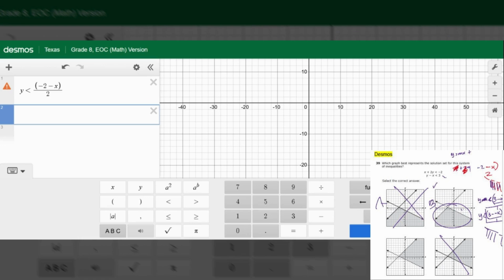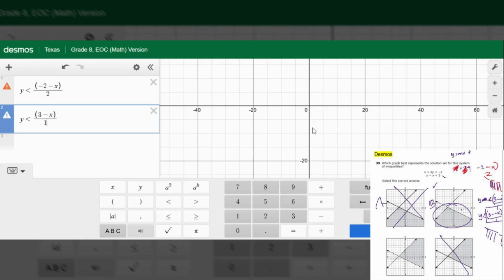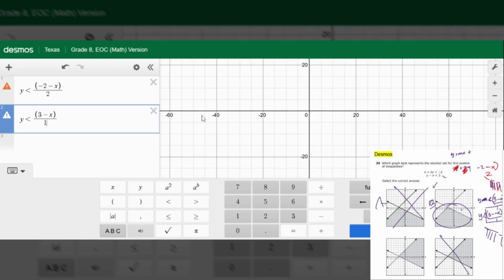Let me try the next line here. Y is less than parenthesis 3 minus x, close parenthesis, divided by 1. Same thing. It didn't graph. So that's the reason this is the right Desmos, because on your STAAR test you will see the same thing. You cannot use this inequality at the bottom.